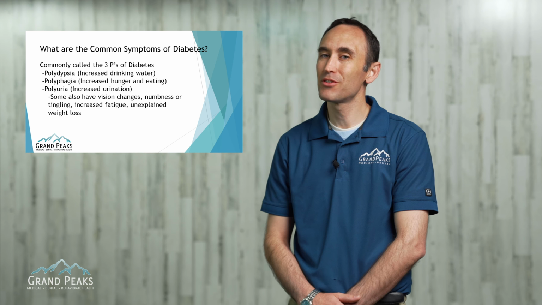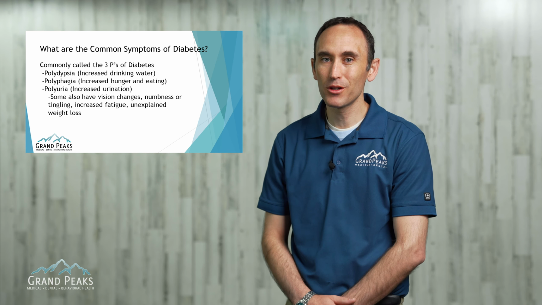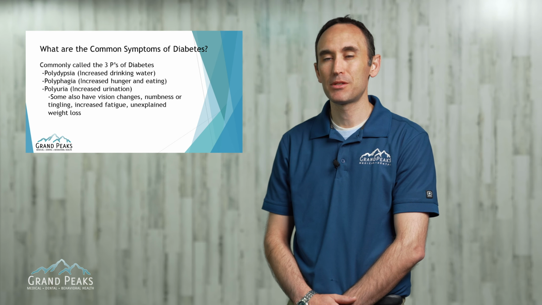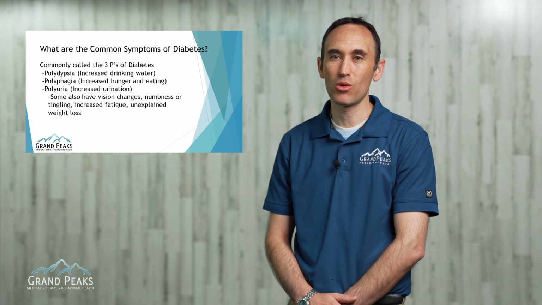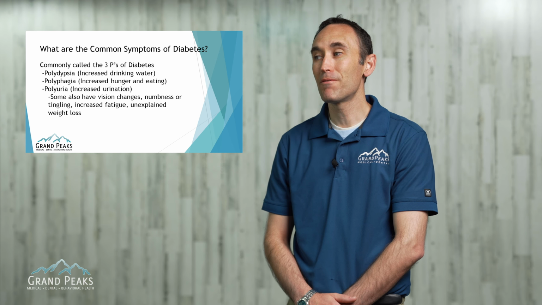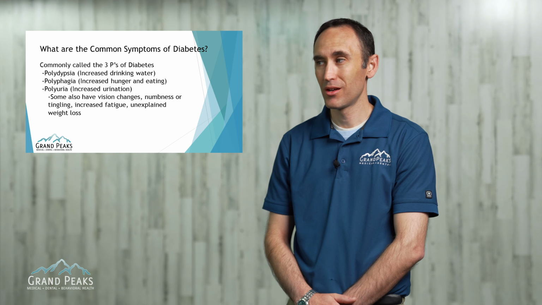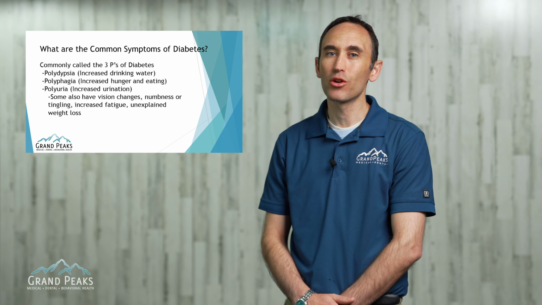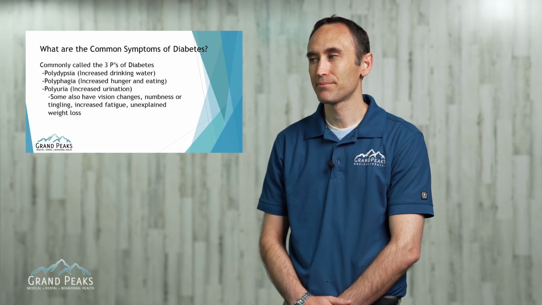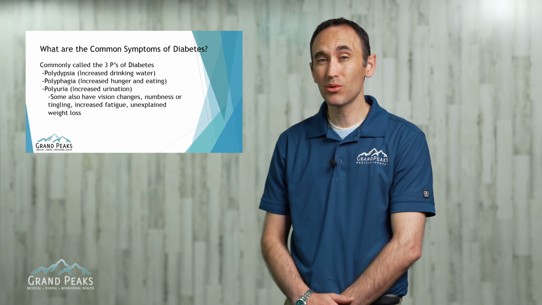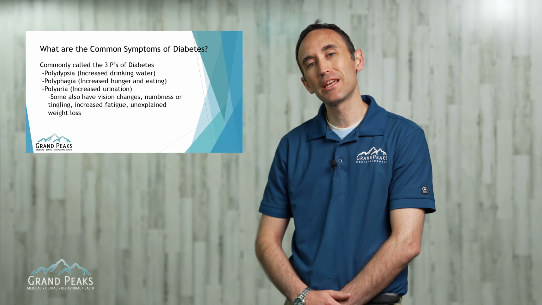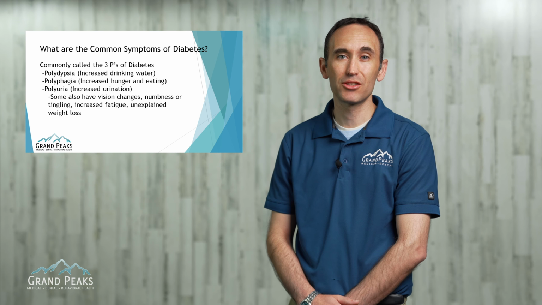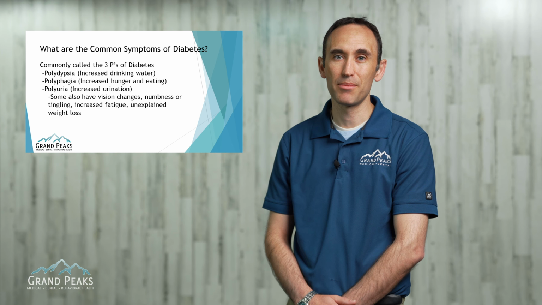What are the common symptoms of diabetes? In medicine, we refer to these typically as the 3 P's of diabetes. First, polydipsia, or an increased need to drink water and an increased thirst. Polyphagia, this means increased hunger and eating. And polyuria, which indicates that you're increasingly urinating more frequently. Some people will also have vision changes, numbness or tingling, or increased fatigue. Some may even have unexplained weight loss as initial symptoms when they present with diabetes.